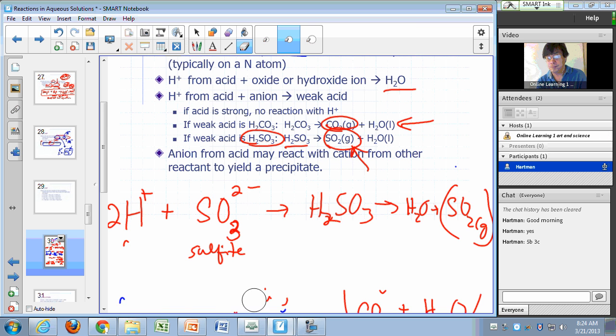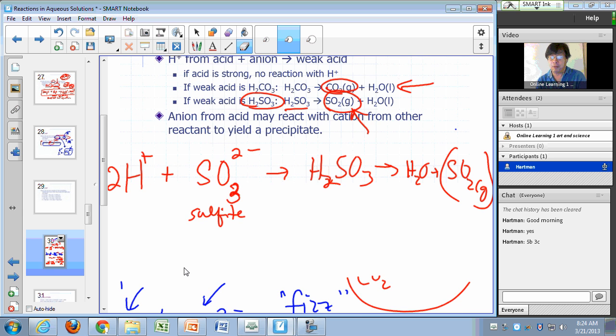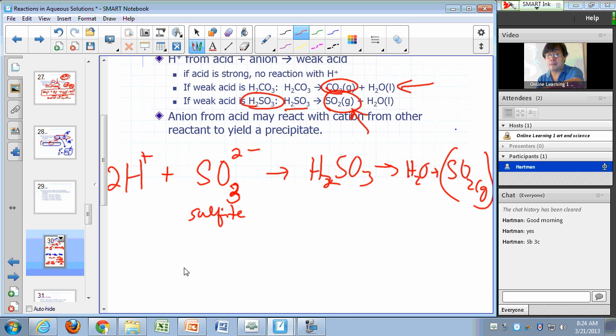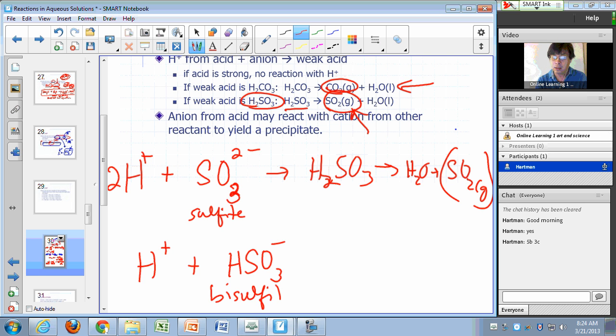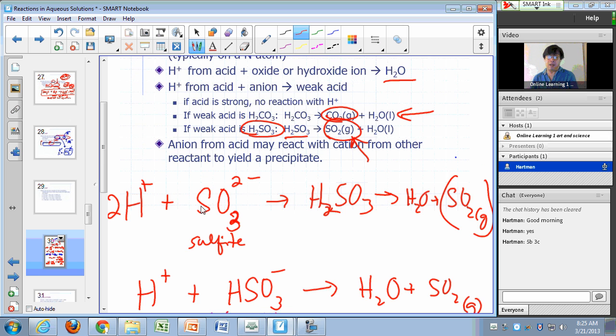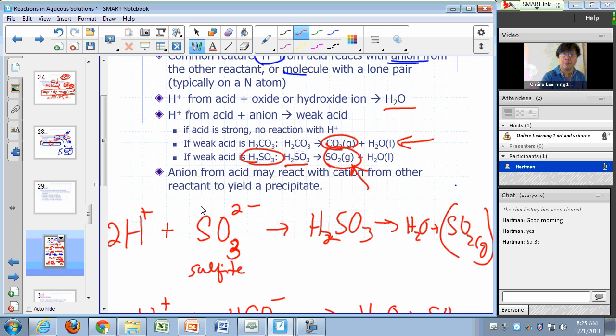Or another way you can generate SO2 gas is if you react H plus with a bisulfite, H plus with hydrogen sulfite ion. So this is called bisulfite, and that's going to give you H2O plus SO2 gas. So those are the common reactions of acids. Okay, two major types of reactions involving acid. It has to do with the H plus.